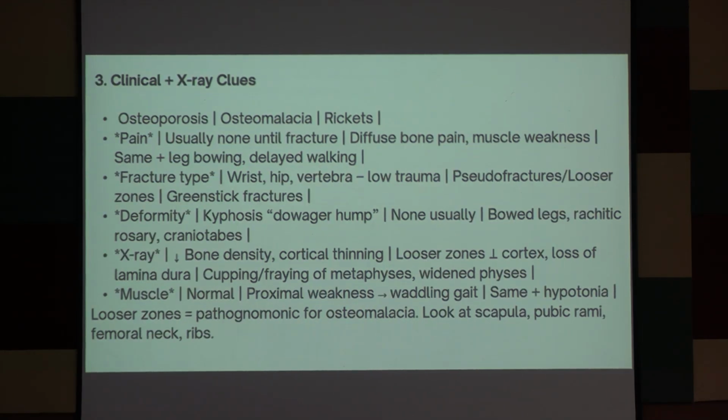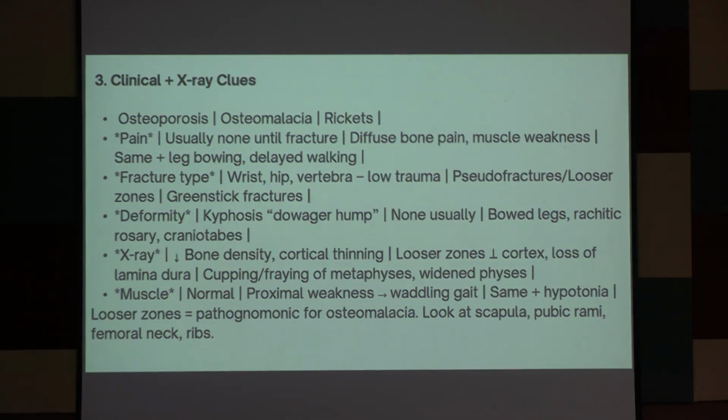Clinical or X-ray clues. Osteoporosis: there will be no pain, usually none until fracture. In osteomalacia, there will be diffuse bone pain, muscle weakness. In rickets, same as osteomalacia, only there will be leg bowing and delayed walking. This is in the kids.